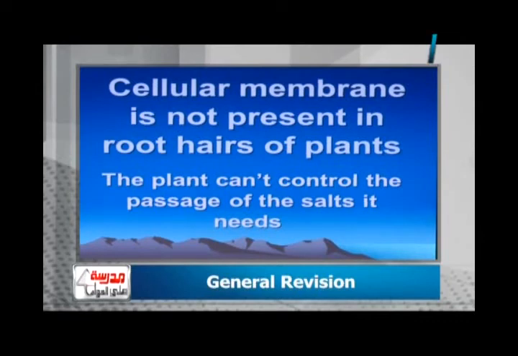That is why God created for the root hair a membrane called the cellular membrane. It controls the passage of salts it needs. If this membrane is not present, the plant cannot control the passage of salts it needs. It cannot control any salts it needs. All the salts will enter at the same time and exit at the same time, so the plant will not benefit from these salts. So again this membrane is very important because it controls the passage of salts it needs.